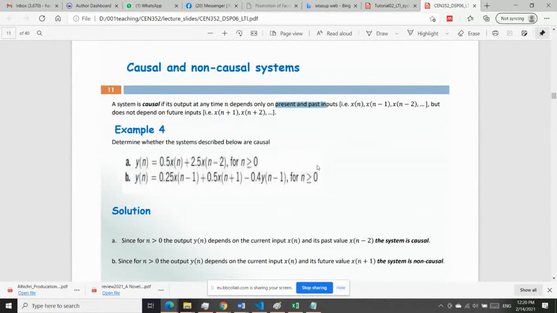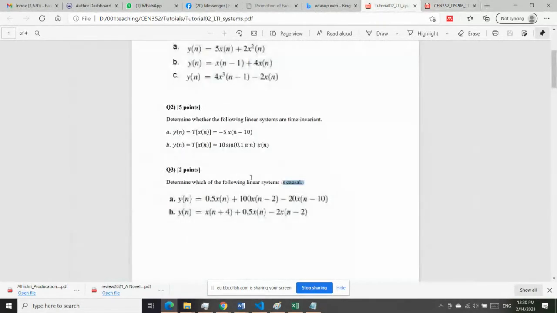Remember the present and past. So it's easy, there is no computation. You just look at the equation. If it has present and past only, then it's causal. Otherwise, if it has future, meaning n plus 1, x shifted versions n plus 1, n plus 2, or any value like that, then it's not causal. Non-causal.